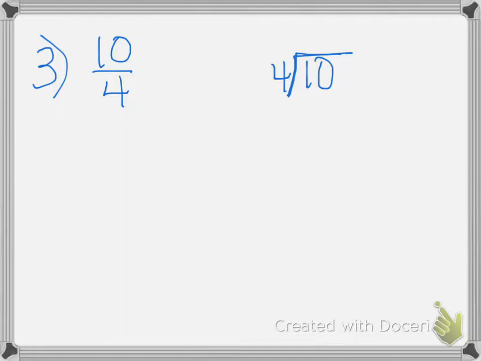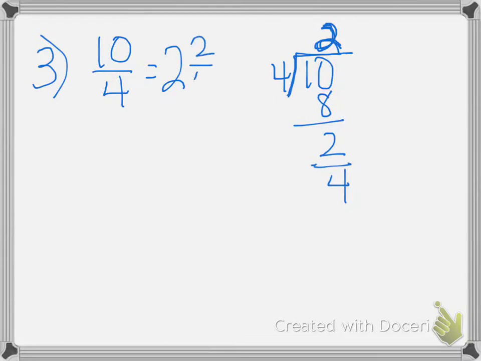4 goes into 10 2 times, which would give me 8. So I know it goes into it 2 times. I have 2 whole sets if it takes 4 to make a set, and I have 10. And then I have these 2 pieces left, so you can go ahead and just make that your fraction, put your 4 as your denominator again. So I have 10/4 equals 2 and 2/4, which all of you know, since 2 is half of 4, would actually be written in simplest form as 2 and 1/2.